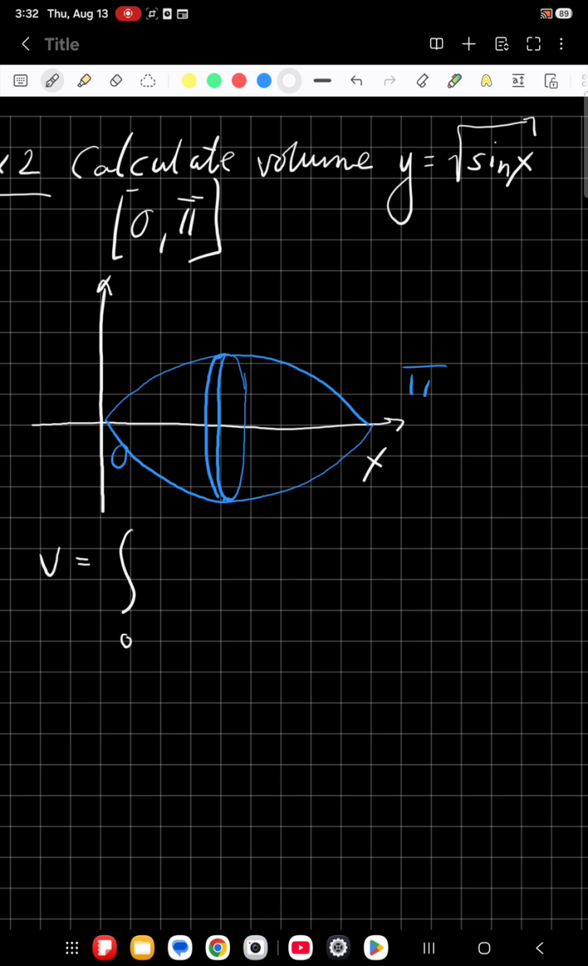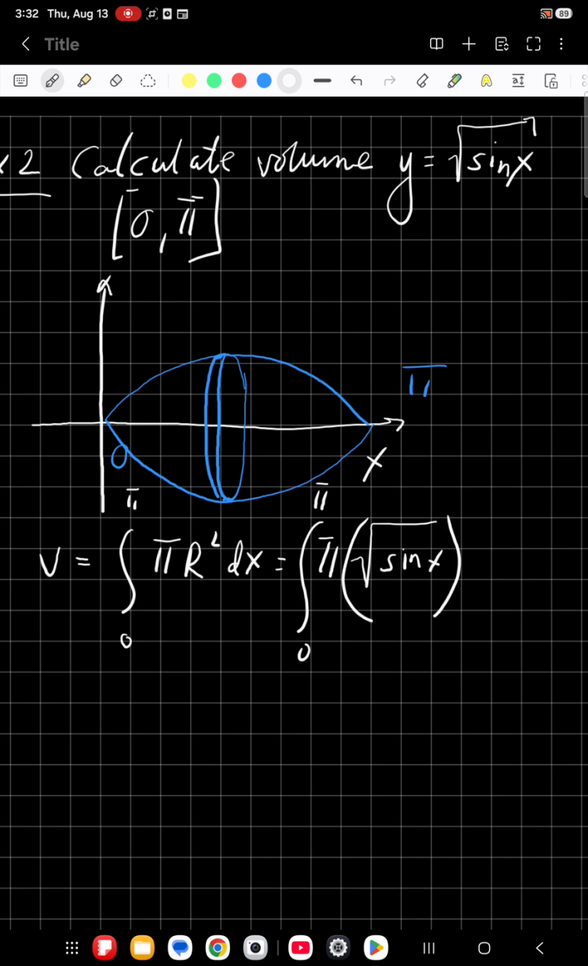And yeah, so let's write the formula for volume. Again, I have from 0 to pi. Then I have pi r squared, just writing the formula using that r dx. Now I'll plug in the function, so from 0 to pi. So we'll have pi. Now I have that sine square. It's not sine square, it's square root of sine. Now this is squared dx.